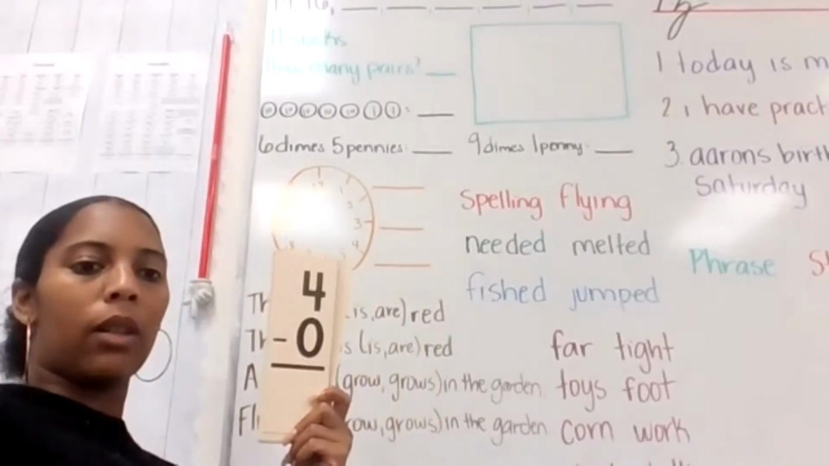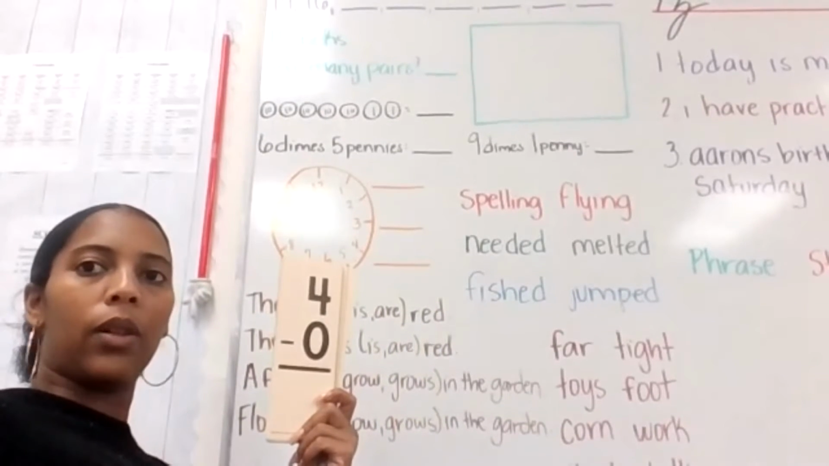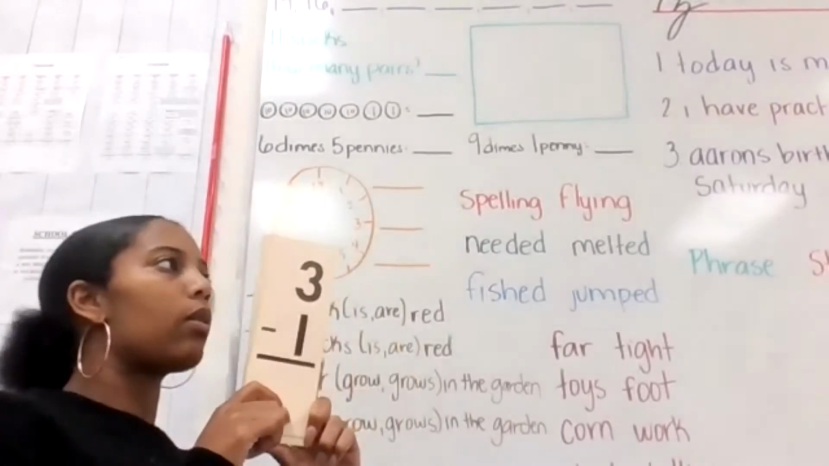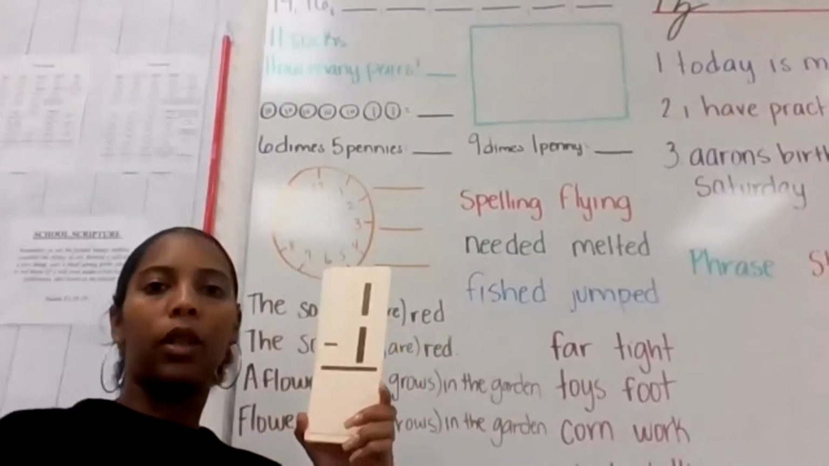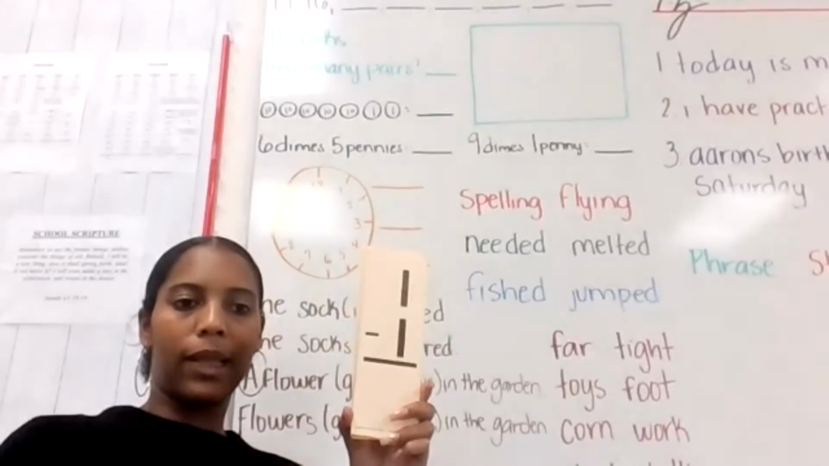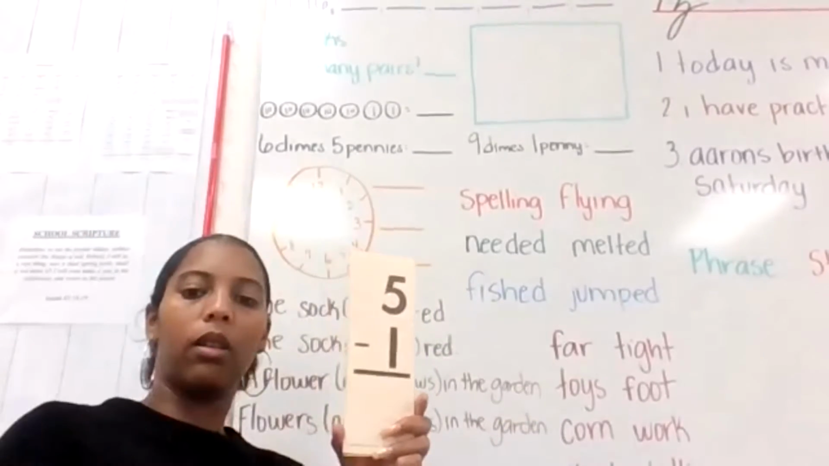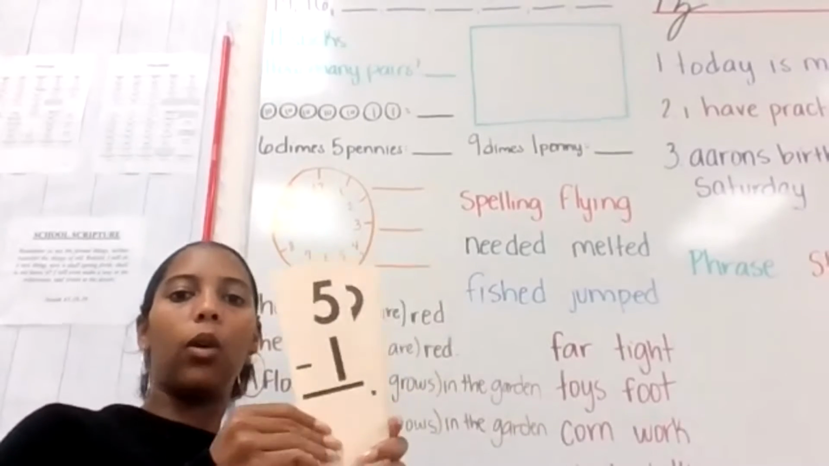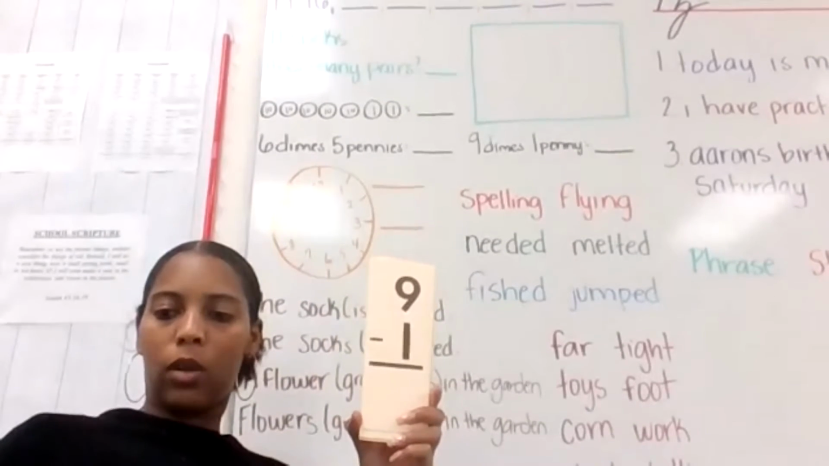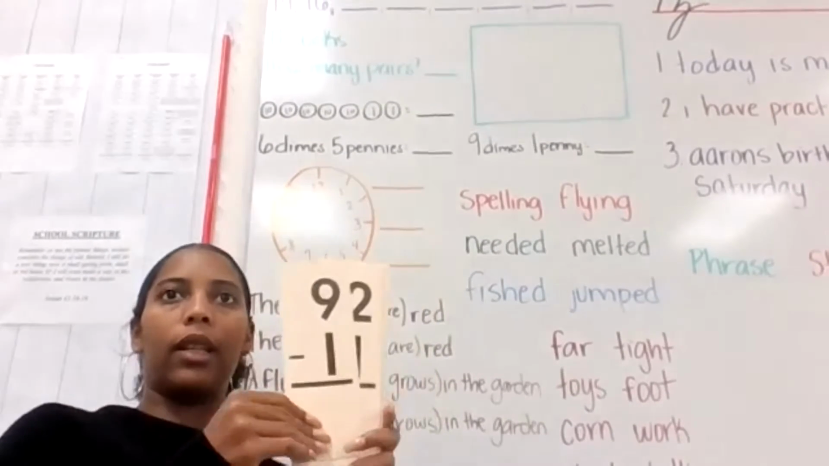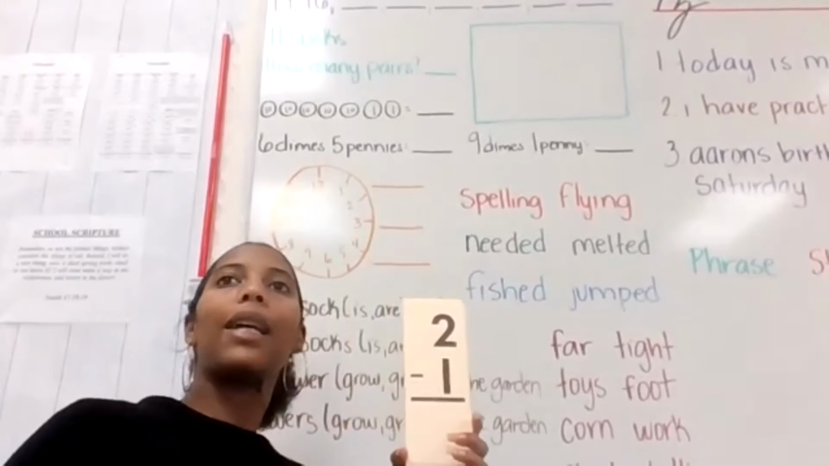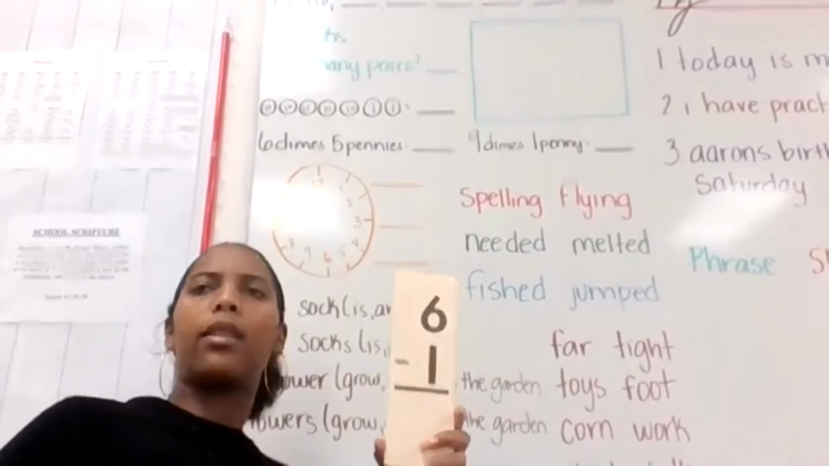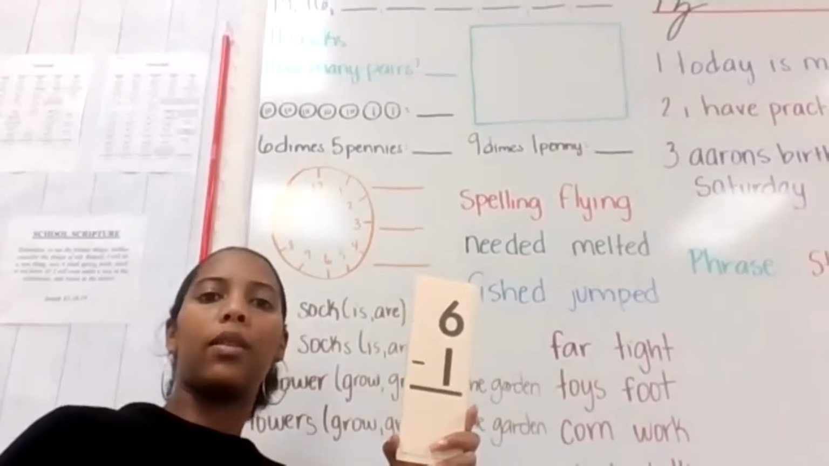4 minus 0 equals 4. Put it this way. 3 minus 1 equals 2. 1 minus 1 equals 0. 5 minus 1 equals 4. 9 minus 1 equals 8. We're going back. 2 minus 1 equals 1. 6 minus 1 equals 5.